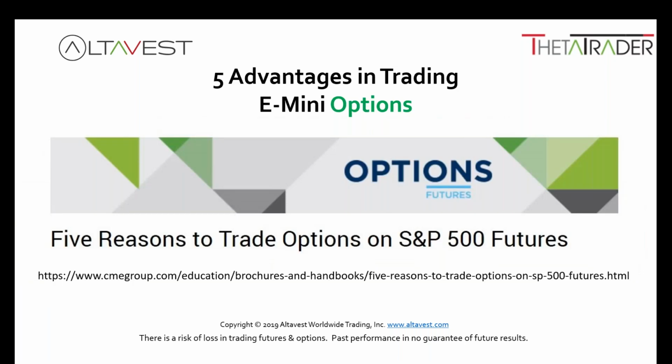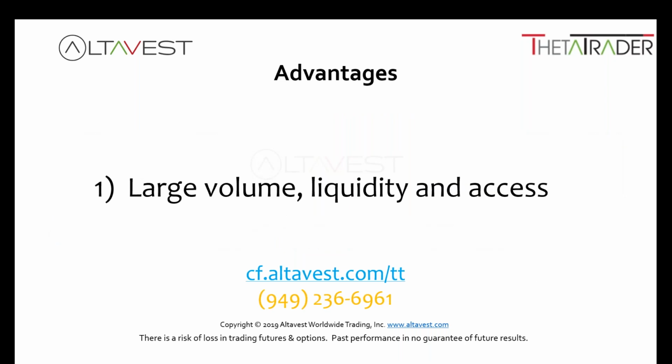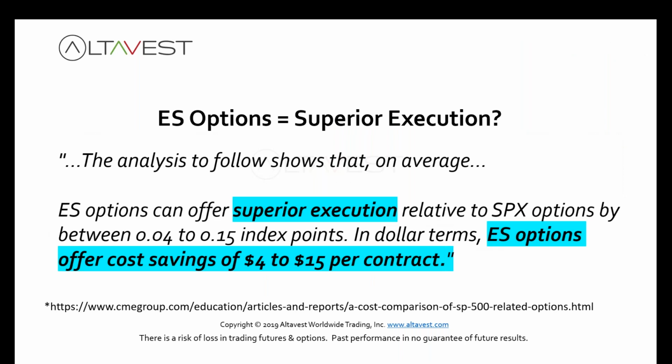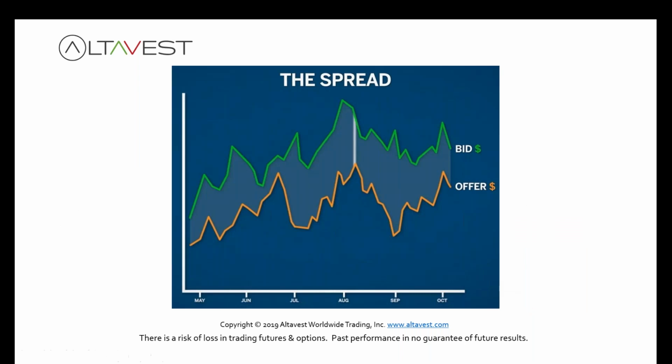CME here says 5 reasons to trade options on the S&P. Volume, liquidity, and access. Superior execution, that's what that really means. So they compare the ES to the SPX options, a cost savings of $4 to $15 per contract. So that's what that's looking at here, the tight bid offer spread on your transactions.